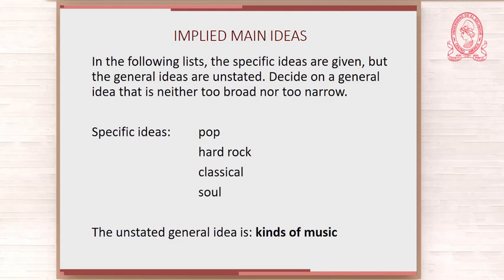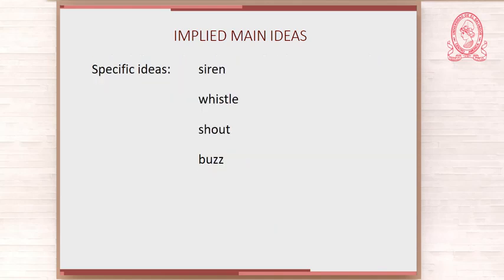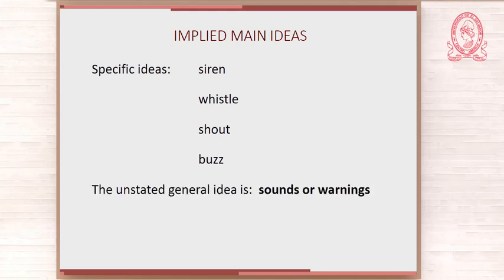The unstated general idea in this list of specific ideas is kinds of music. Let's complete one more exercise. In this opportunity, the specific ideas are siren, whistle, shout, and buzz. One more time, you can pause the video, think a couple of minutes about the general idea, and then play it back again so you can check your answer. The unstated general idea is sounds or warnings.